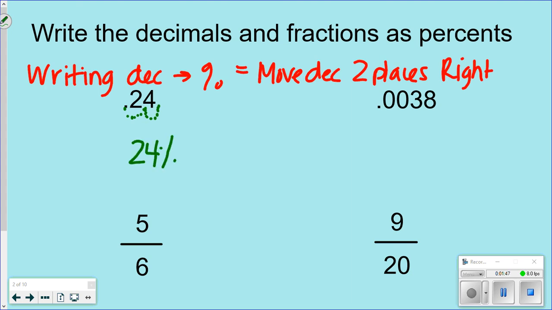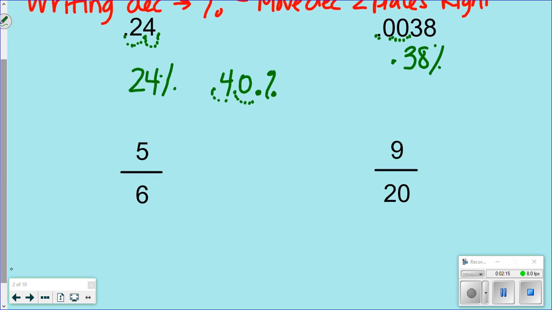So over here, the same thing. I'm going to move it 2 spaces. It's always 2. It's never 3. It's never 1. Even if you run out of space, it's always 2. So 1, 2. This is going to be 0.38%. If you would have 0.4, it's still going to move 2 spaces. Even though it looks like you're running out of space, you can always put a 0 there, and that would be 40%.